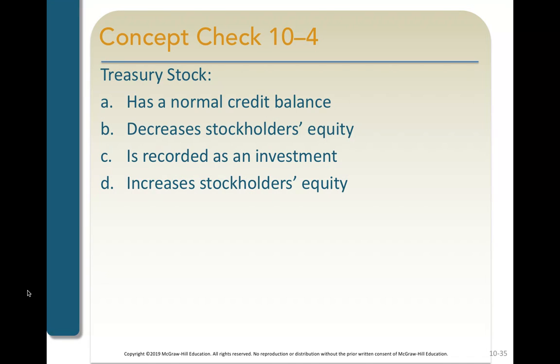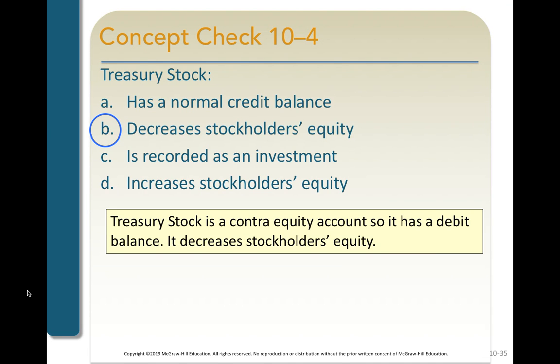Let's look at a concept check. Treasury stock: does it have a normal credit balance? Does it decrease stockholders' equity? Is it recorded as an investment, or does it increase stockholders' equity? If you chose B, you are correct. Treasury stock is known as a contra equity account, so it has a debit balance and it decreases stockholders' equity.